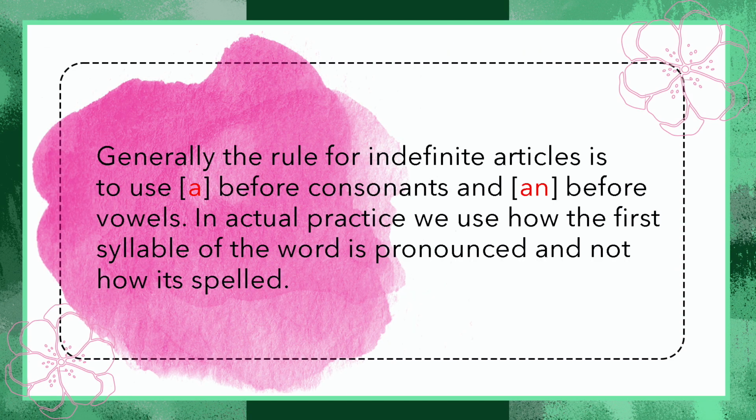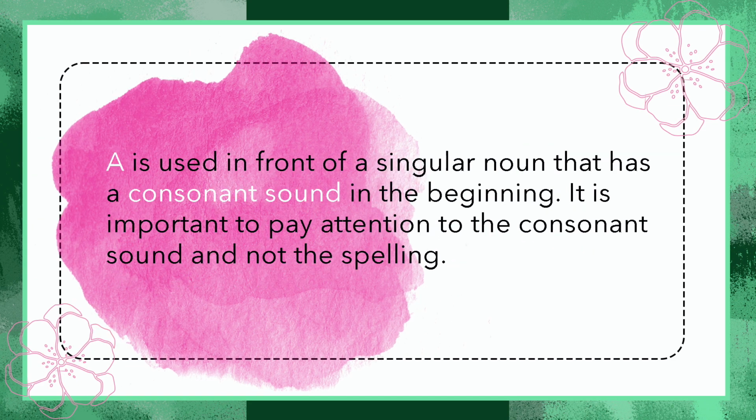Generally, the rule for indefinite articles is to use a before consonants and an before vowels. In actual practice, we use how the first syllable of the word is pronounced and not how it is spelled. A is used in front of a singular noun that has a consonant sound in the beginning. It is important to pay attention to the consonant sound and not the spelling.